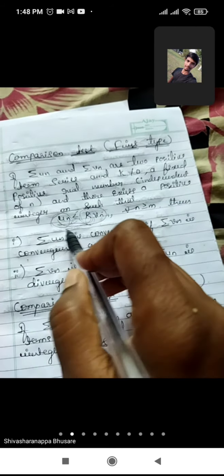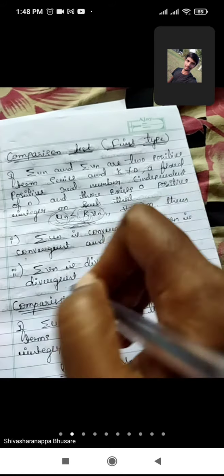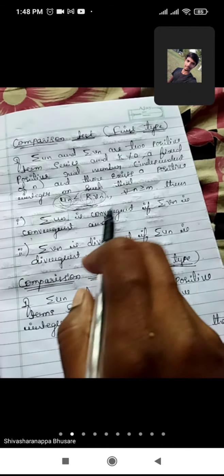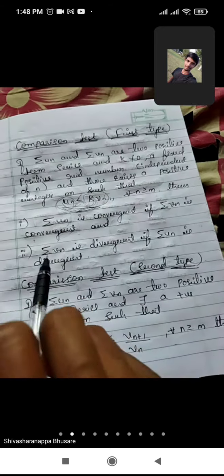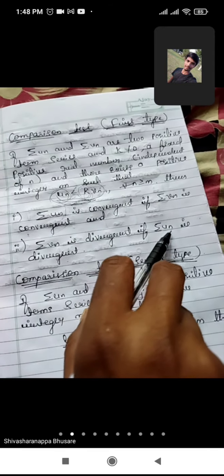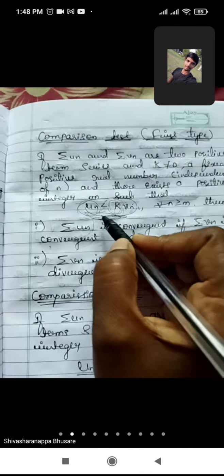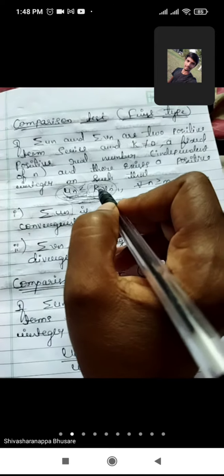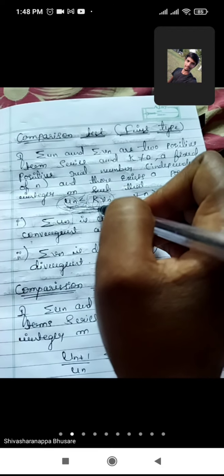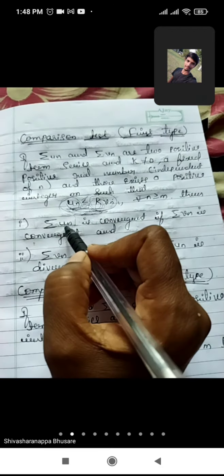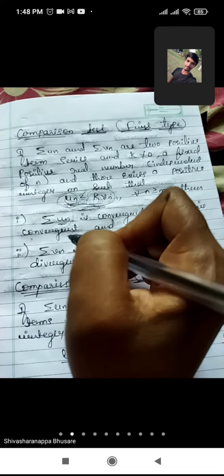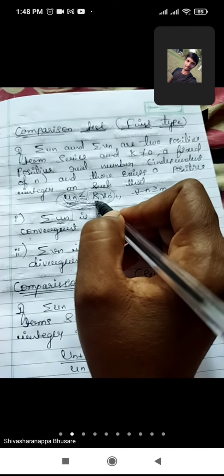If this is the condition, then what are our conclusions depending upon convergence and divergence? See here, if the first series un is convergent, then vn is also convergent, and if vn is divergent, then we can write un is divergent. See here, when un is less than or equal to some constant into vn, this condition is nothing but the first type of comparison test. If this condition holds, we can write the conclusions directly. If the first series is convergent, we can directly write the second series vn is also convergent when un is less than or equal to some constant into vn.